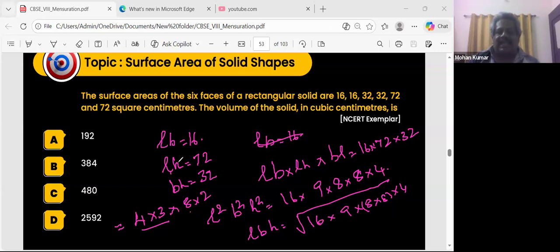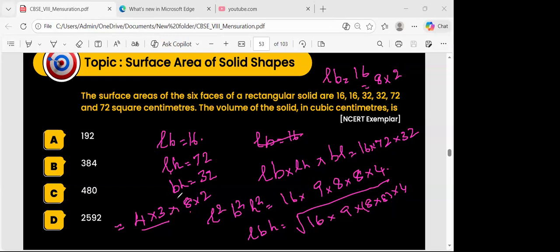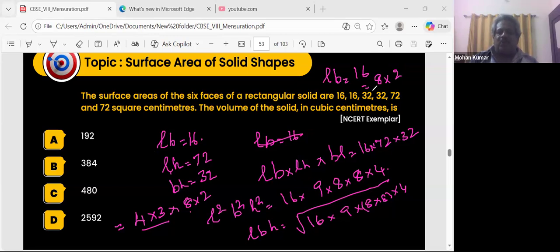So let's check it out here. Somebody said the answer, let's wait for that. LB equals 16, that means we have 8 into 2. That is 192, 8 into 2. So B we took it as 2.